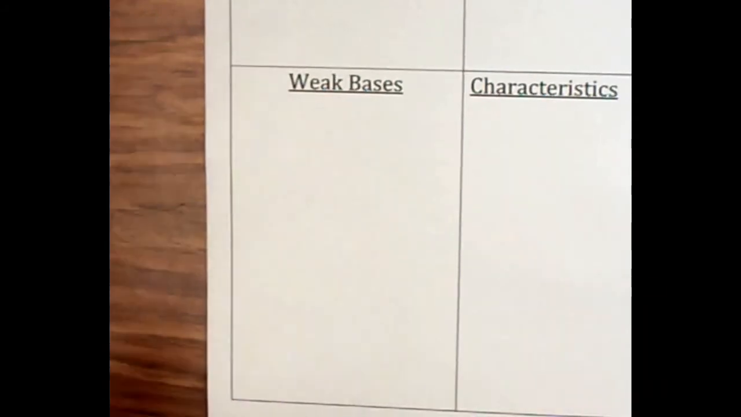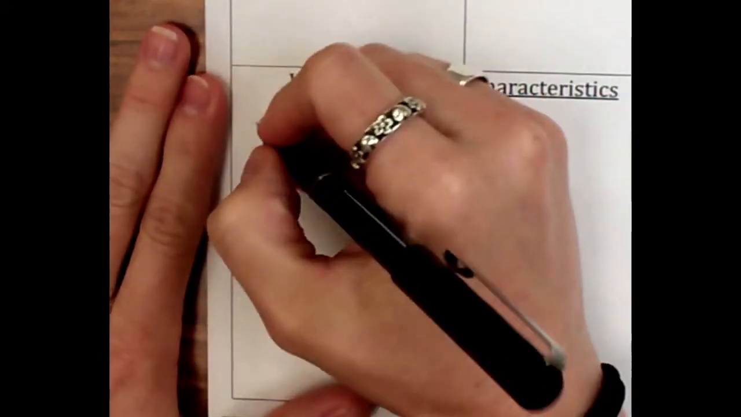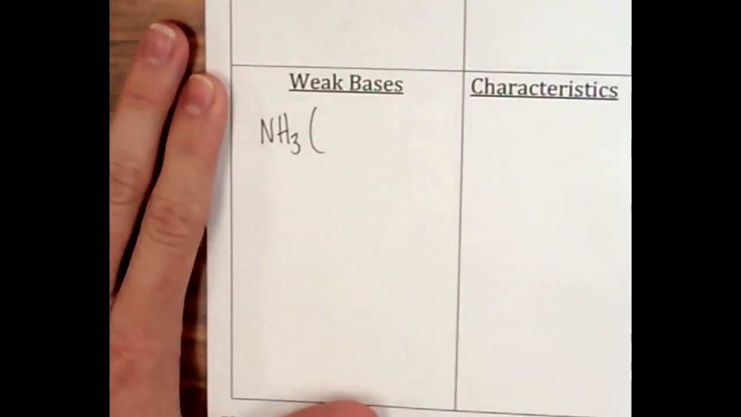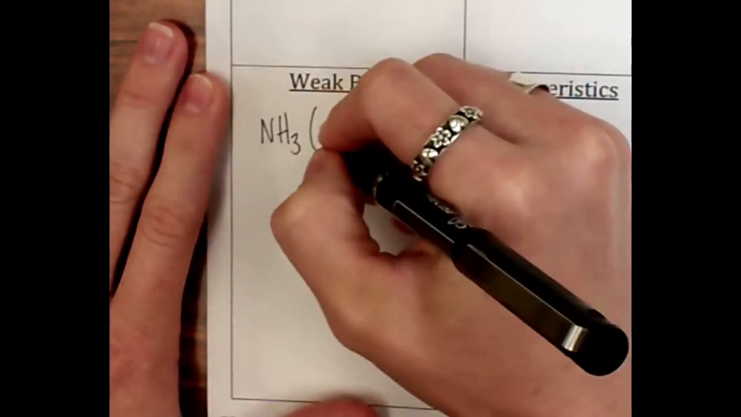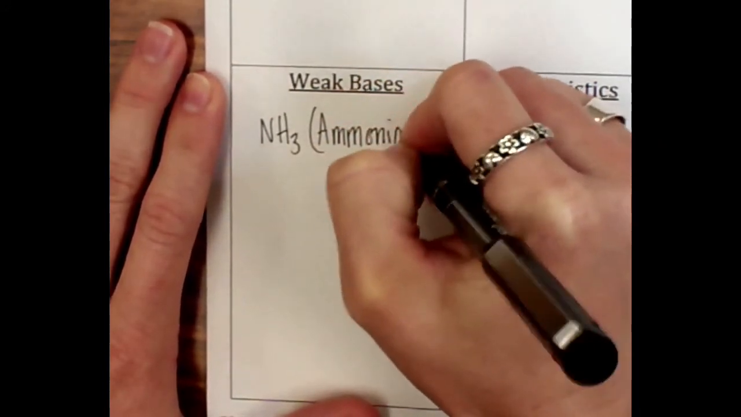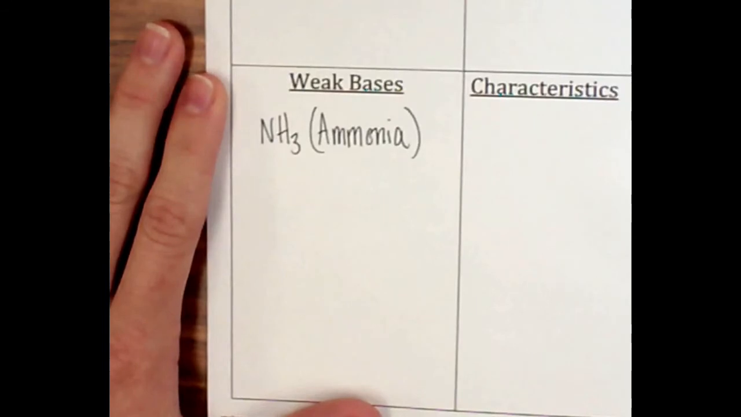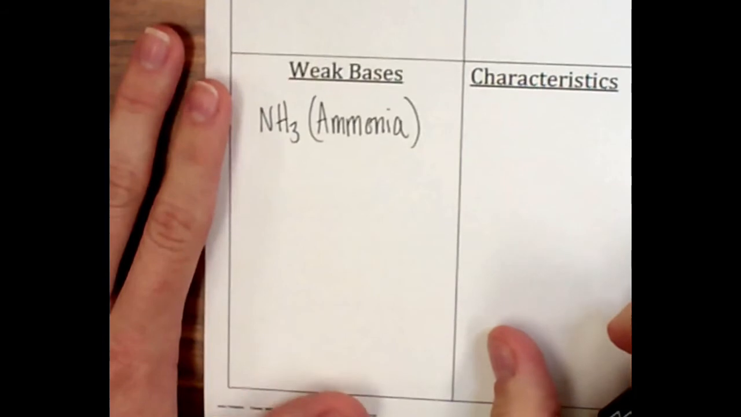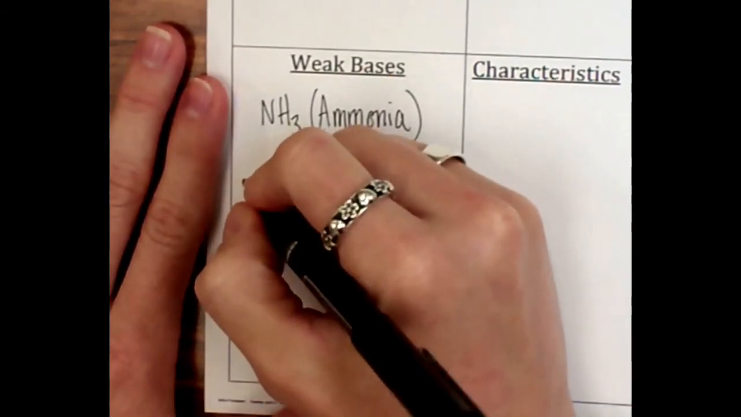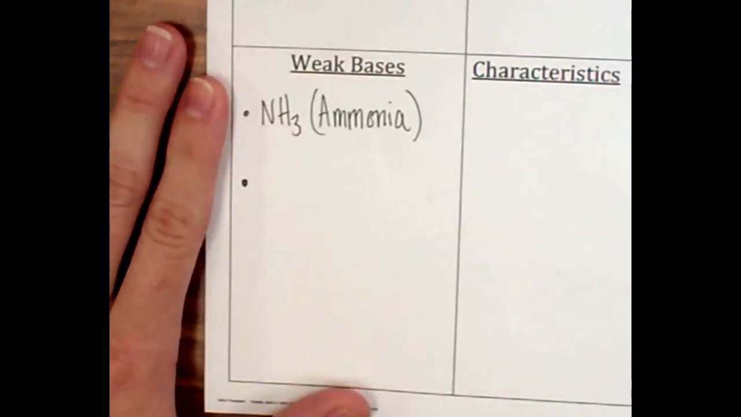A weak base. Usually we say the bases end with an OH, but there is that one exception. Do you remember the name of NH3? Most of us forget. Ammonia. It's the stuff we use to clean the floor, kind of. You might have seen it in your acid-base lab.